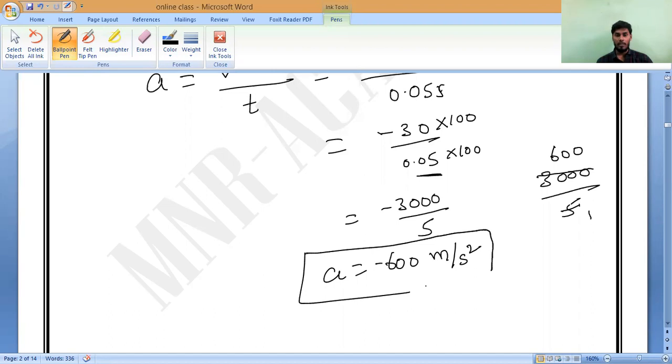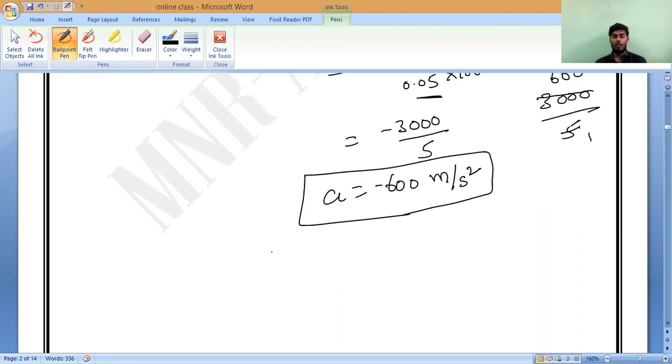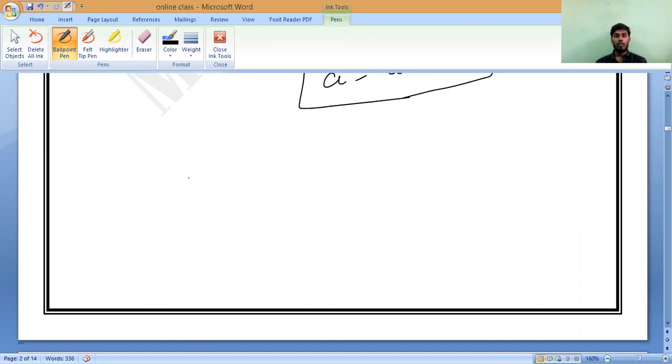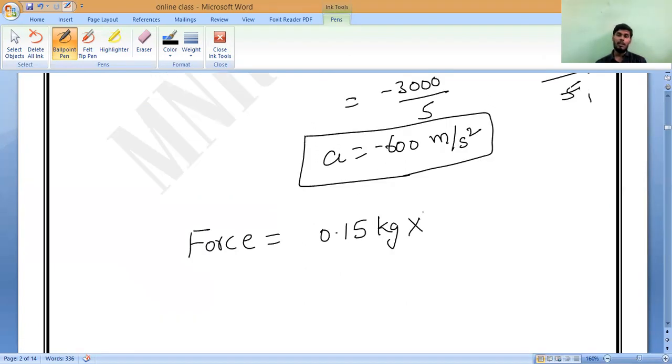Now you have found the acceleration. Please all of you calculate the force. You should not wait for me. Manya, Samya, Laksha, everybody. So force equals to, what is the answer? Force is equal to mass, 0.15 kilogram, into acceleration, equals how much? Minus 600. This minus also indicates what? Negative acceleration. Correct or not? Retardation, sir.